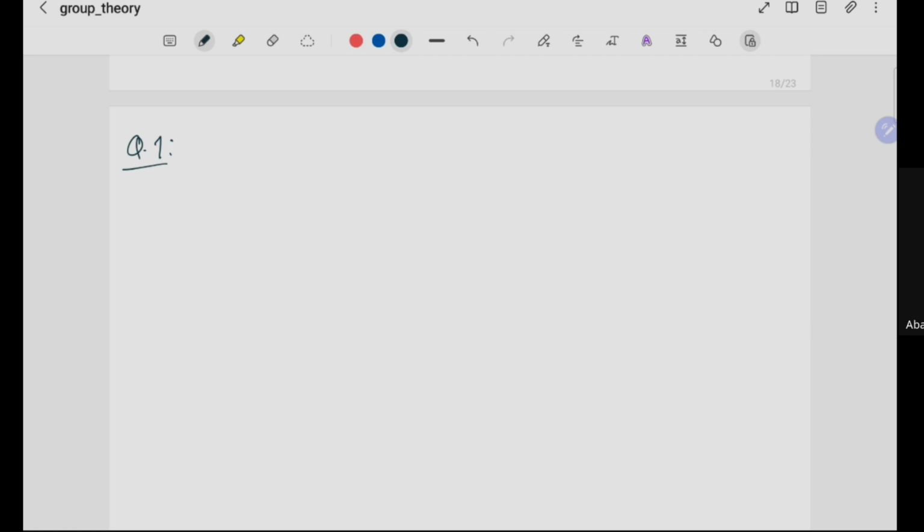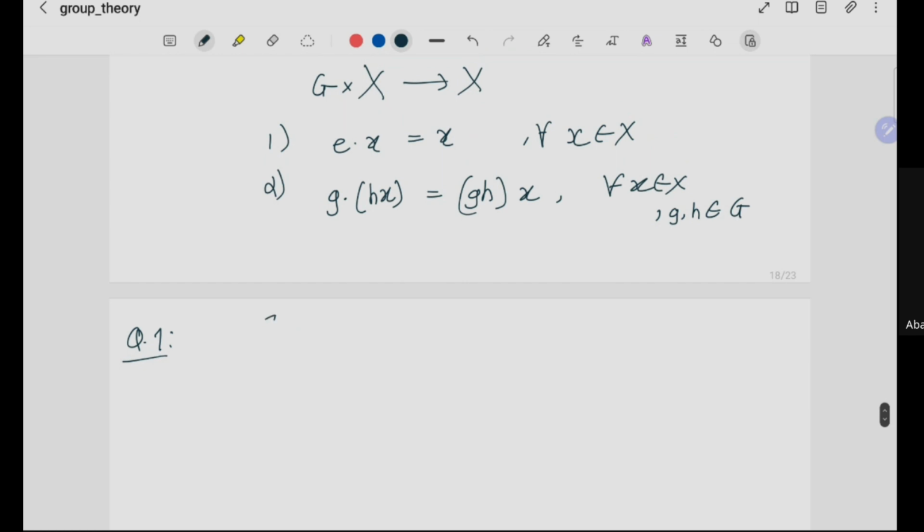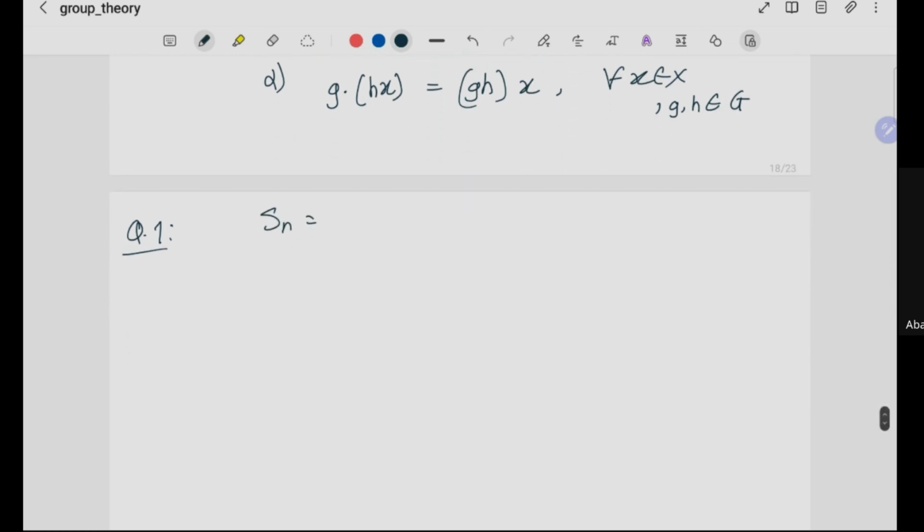Yes, ma'am. So I'm writing this here. So S_n, everybody knows, right? S_n, the set of all symmetric, I mean the set of all permutations on n objects. Sigma belongs to S_n, so that sigma is a permutation.